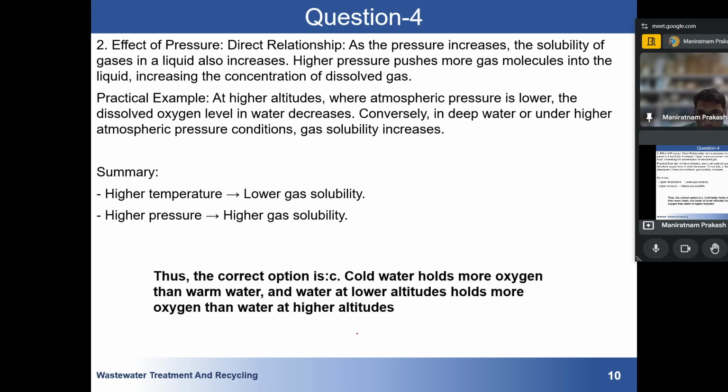So the correct option is C. The cold water holds more oxygen than warm water, and water at lower altitude holds more oxygen than the water at higher altitude. So this is due to temperature and this is due to pressure. I hope this is all clear to you.